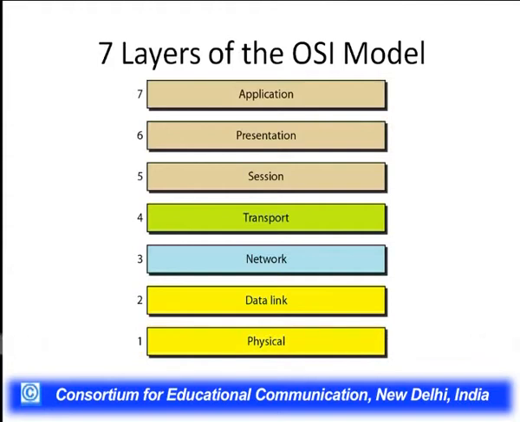Now at each layer the message passes, some headers information is added to it, and at the receiving end the opposite or the complementary action will take place. That is, the headers which are added at the session layer of the sender will be removed at the session layer of the receiver. Now what we are going to see in this particular lecture is that at each of these layers of the OSI model, we put specific devices.